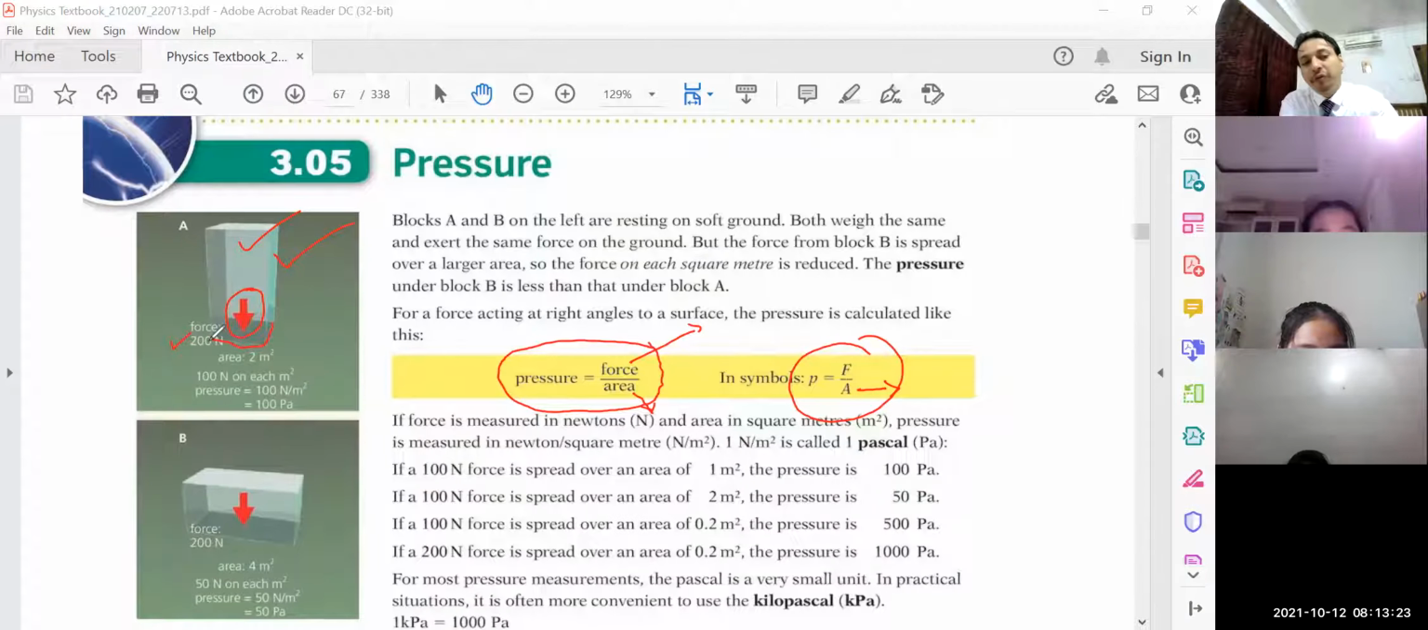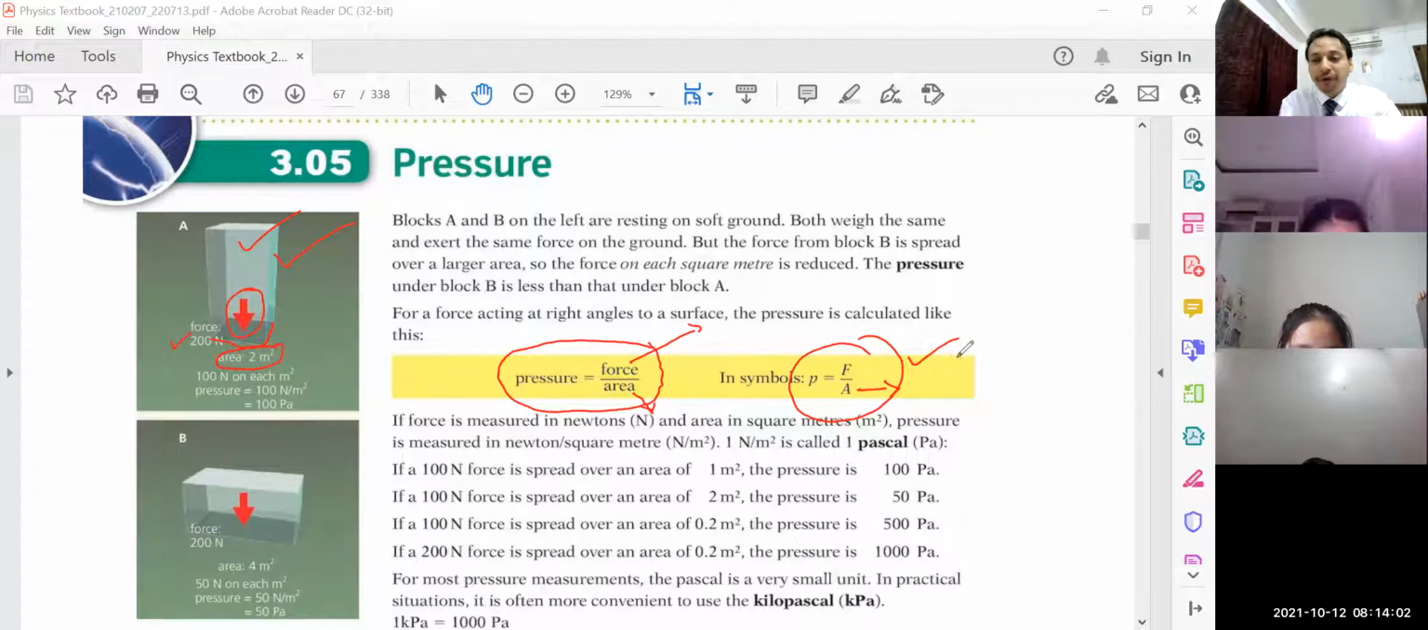Means the area of this block is in contact with the surface, and they have already given that this area in contact is 2 meters square. Even sometimes if dimensions are given, like length, width, height or breadth, in that situation you can also find the area of contact. So here area is given 2 meters square, and then you need to calculate how much pressure is acting on the ground due to this block on which a force of 200 Newton is acting. So you have to apply this equation, children.